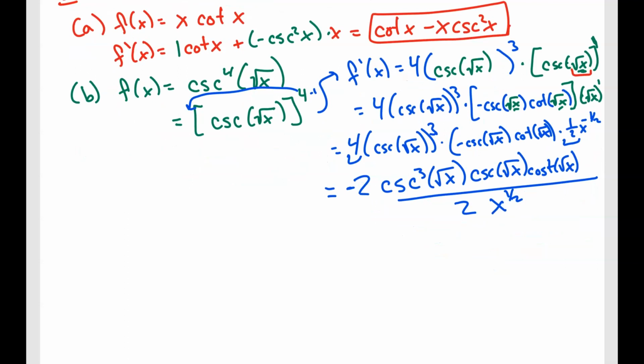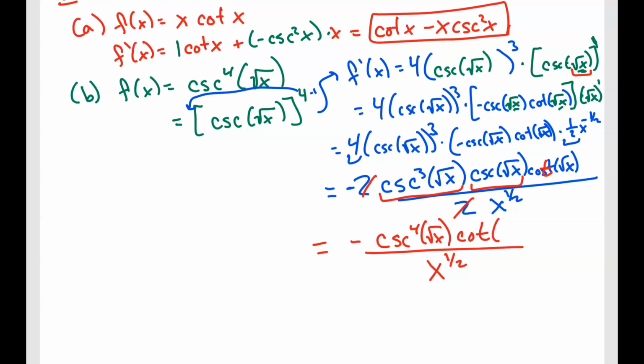Okay? Notice here that we can get rid of these 2's. So I'm going to have a negative. There's an x to the 1/2 on the bottom. Notice that these two are the same thing. So that's going to give me cosecant to the 4th power of square root of x. And then you just have this cotangent. Oh, there should be a cotangent. Okay, cotangent of square root of x.